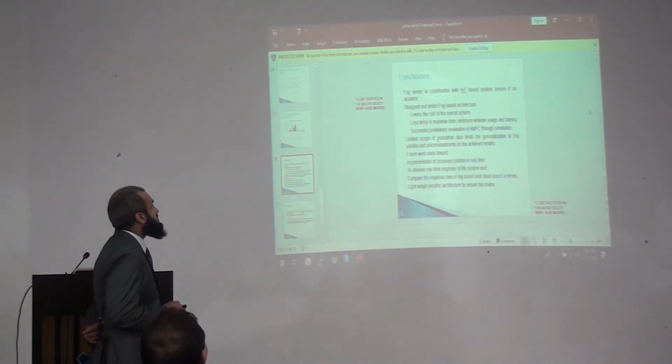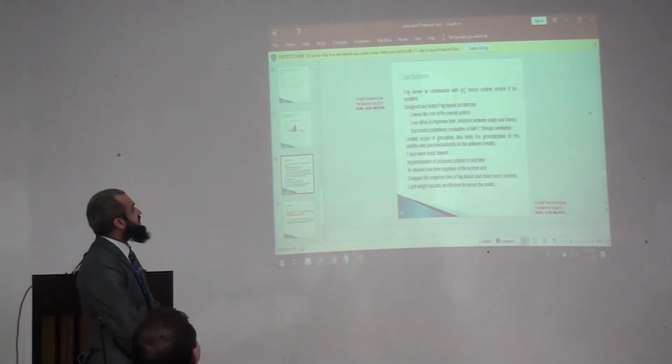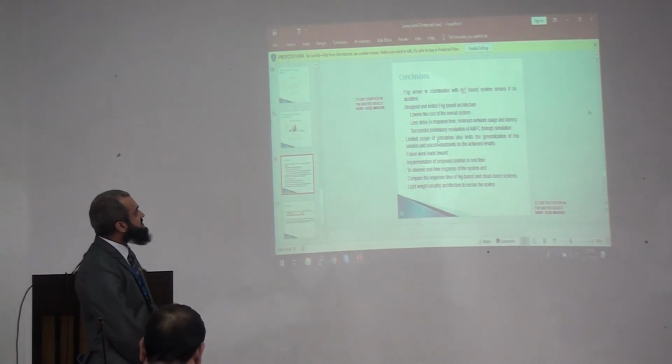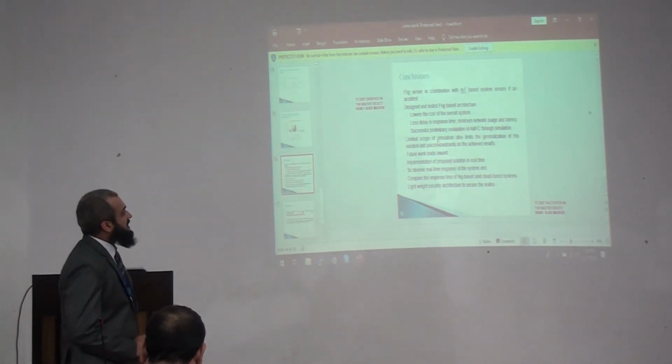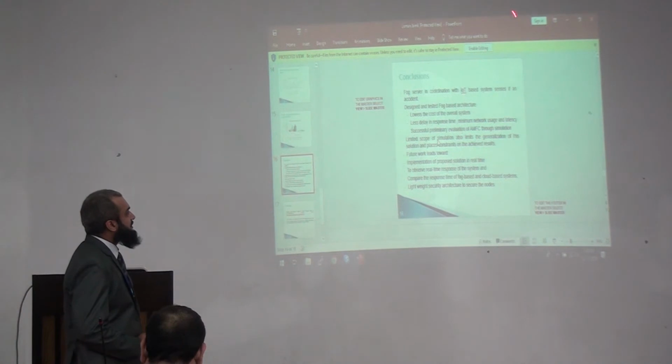So, just a conclusion: the fog server in coordination with IoT-based system sensors. If an accident occurs, we designed and tested a fog-based architecture to lower the cost of the overall system, with less delay in response time, minimum network usage and latency. We have successfully done a preliminary evaluation of the AMC through simulation, and the limited scope here is just simulation, and we have achieved results through the simulation.